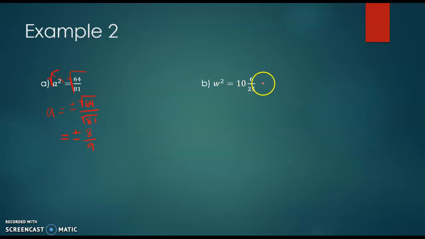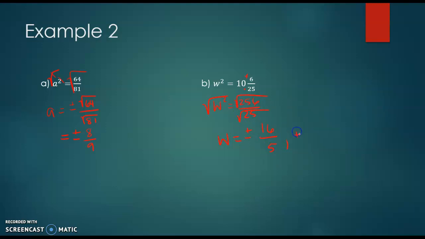But I can make it into an improper fraction. So I'm going to multiply and then add. So that tells me that w squared is equal to 256 over 25. From there, now I'm going to square root top, square root bottom. So w will equal plus or minus the square root of 256. Don't forget your plus or minus. Square root of 256 is 16. Square root of 25 is 5.